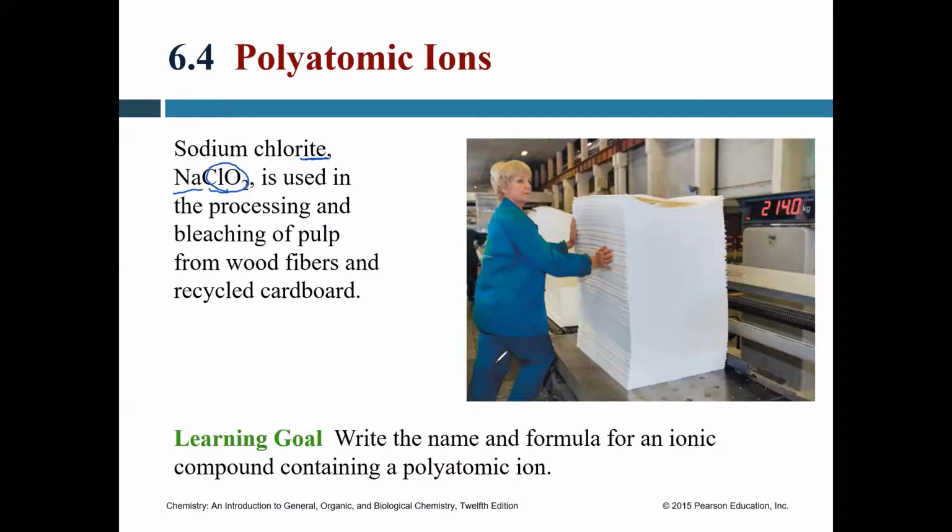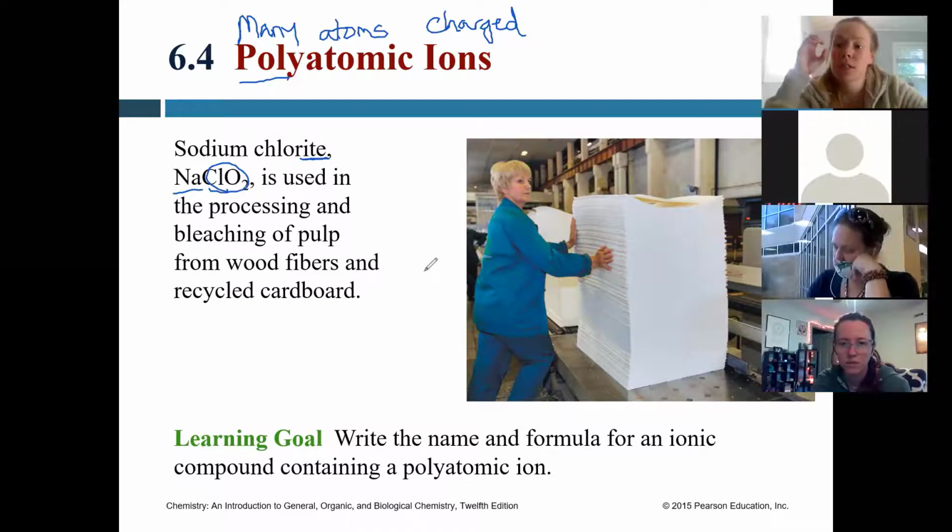Polyatomic ion. So poly is many, right? Polytheist, many gods. Polygamist, many spouses. Atomic is atoms. And then ion is charged, right? So many atoms that are charged. So it's going to be a group or a packet of atoms that you're going to treat as a unit, and that unit has an overall charge to it.